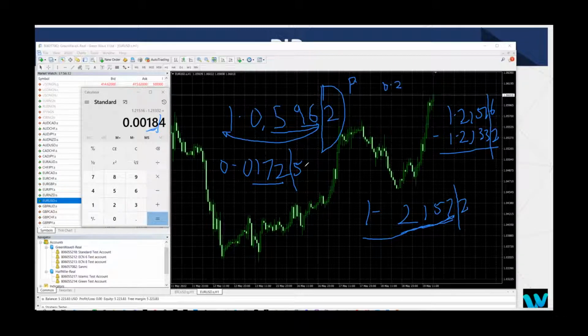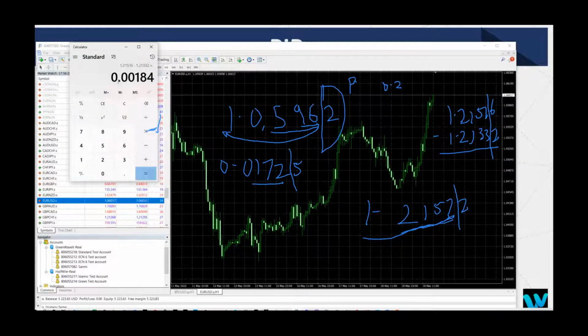Another easy way you can do this is, once you do the subtraction, multiply by 10,000. It will give you the exact number of pips. For this example that we did here, instead of just looking at it like 18.4, I can just multiply by 10,000. So I get 18.4 pips straight away.